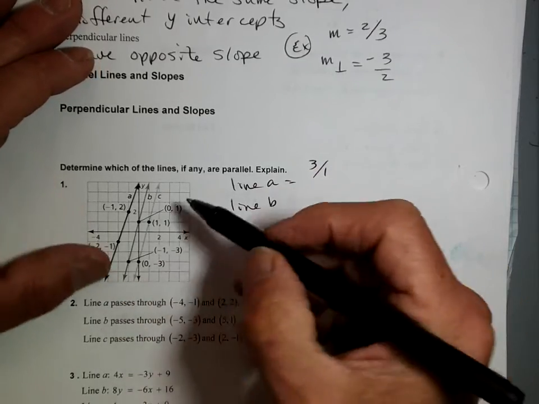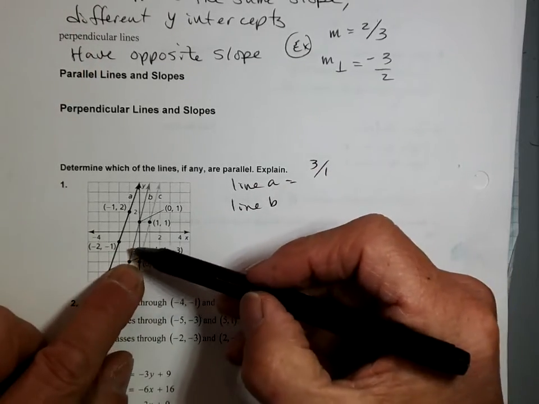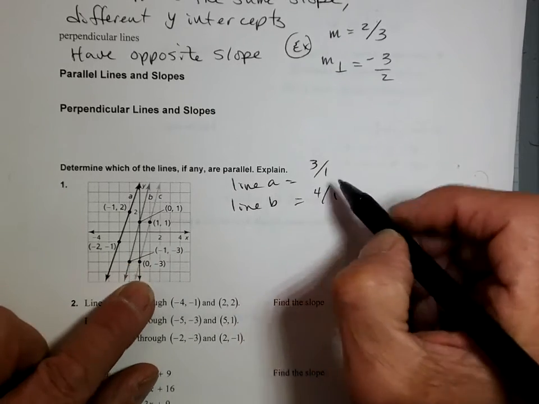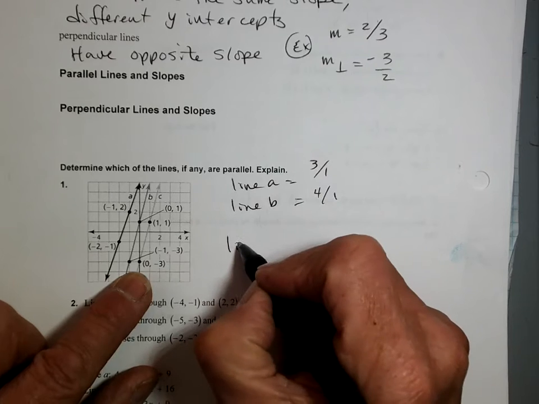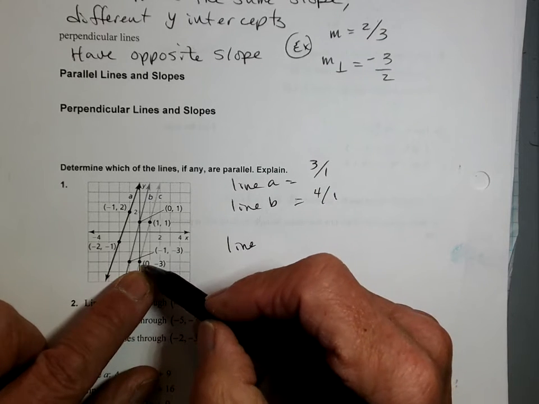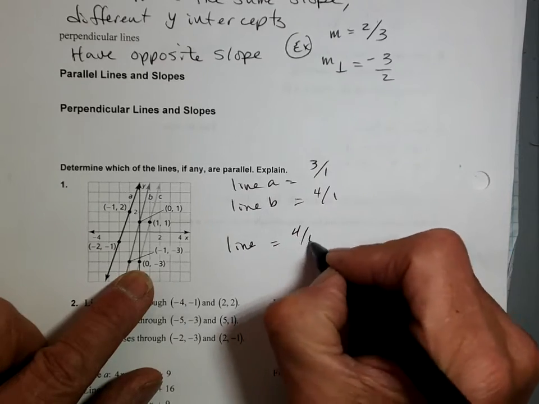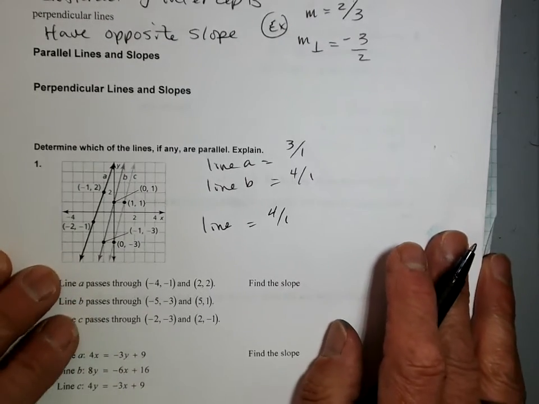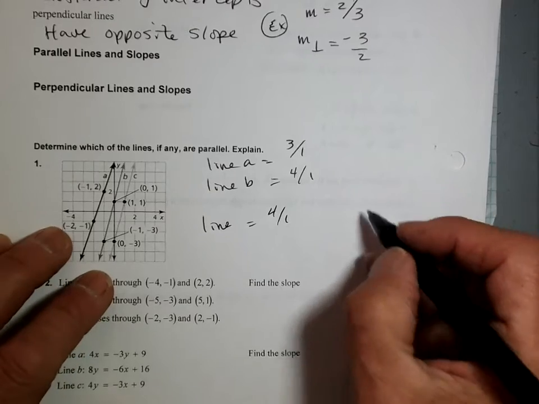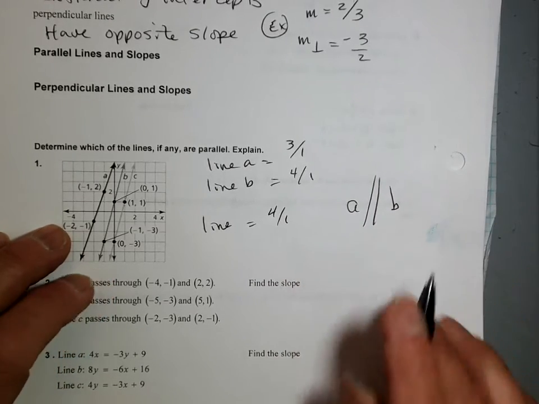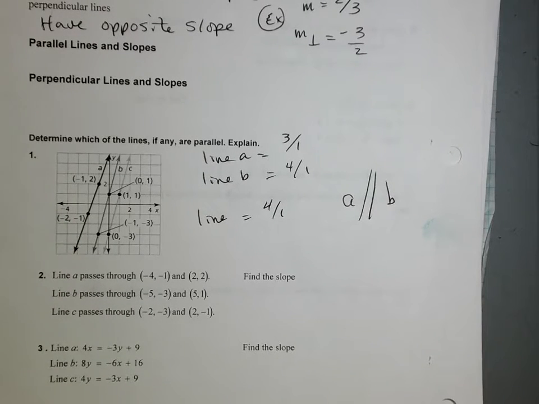Line B is up 1, 2, 3, 4 over 1. Okay. Line C, I just count it, right? Up 1, 2, 3, 4 over 1. So here's what I know. And this is kind of a geometry way of doing it. We'll say that A is parallel to B. So that's kind of a symbol in geometry for parallel.